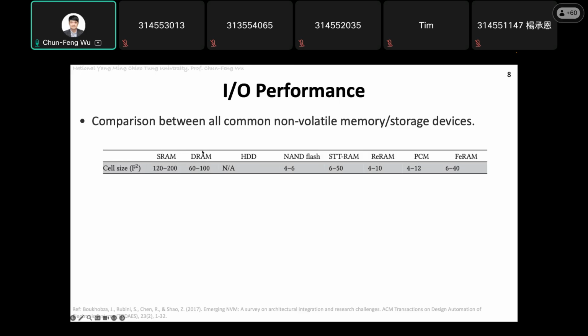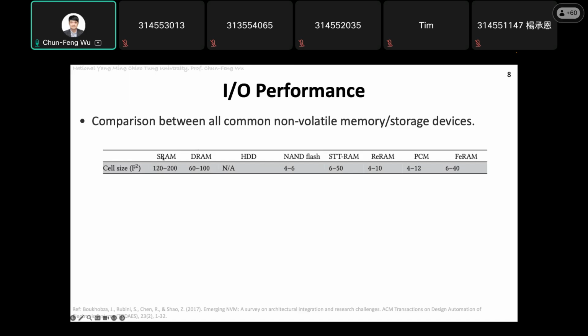This just lets you know that SRAM is really huge, because one SRAM cell has flip-flop units put together to build it, so it takes a very large area cost. DRAM is quite a bit smaller than SRAM, requiring just half the size. This is the reason why SRAM cannot offer such large capacity, because one unit of 120 to 200 F squared maybe can offer you only 1 byte or 1 bit.